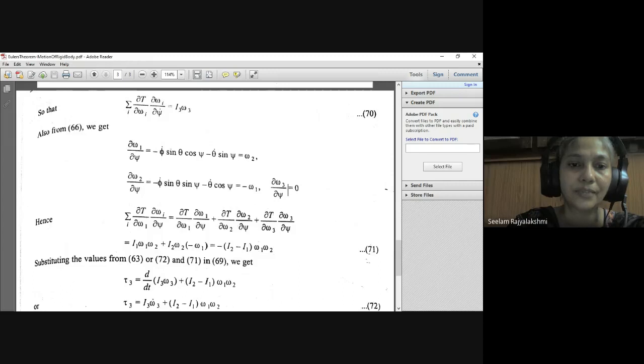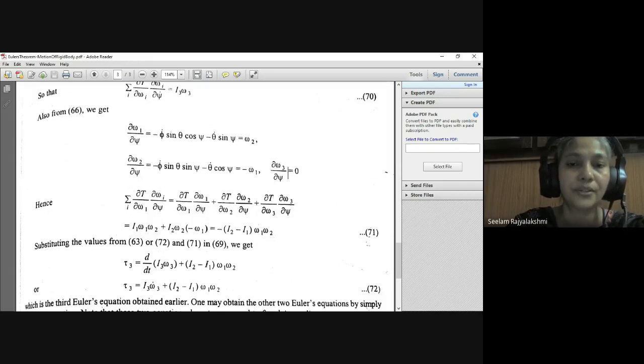Now we can see these two terms. Here dou T by dou omega 1 is nothing but I1 omega 1, and dou omega 1 by dou psi is nothing but omega 2, plus dou T by dou omega 2, which is I2 omega 2, and dou omega 2 by dou psi equals minus omega 1, and this term becomes 0. So this term vanishes, and by taking omega 1 and omega 2 common, we will obtain (I2 minus I1) into omega 1 omega 2, which is equation number 71.